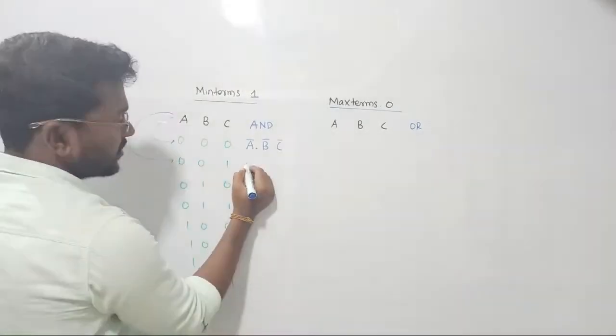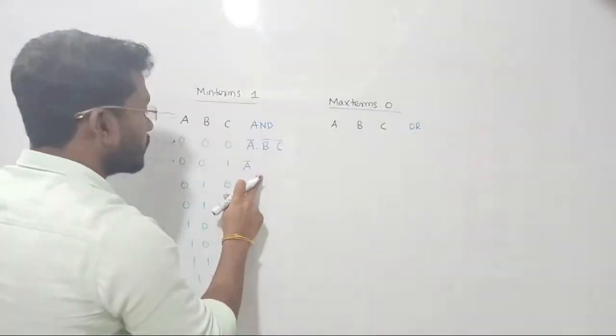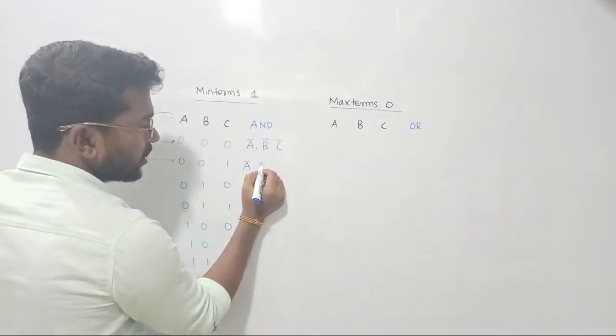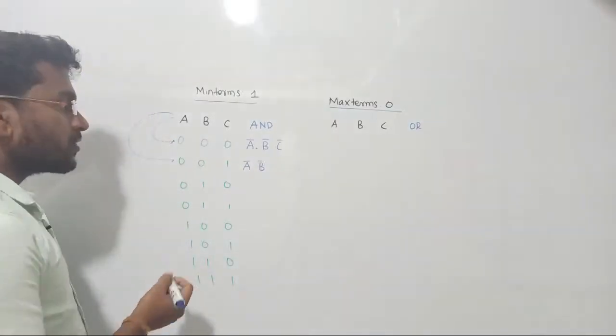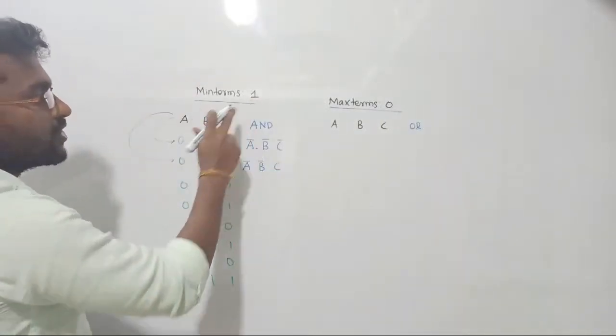A is 0. Yeah, 0 is not acceptable. We should take complement because we should maintain 1 for min terms. Similarly, B is also 0, but 0 is not acceptable. We should take complement. Similarly, C is 1. Yes, we can directly accept. So let me write, because my objective is 1 only.